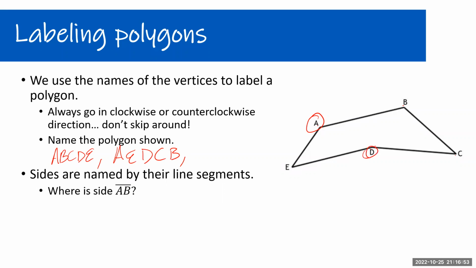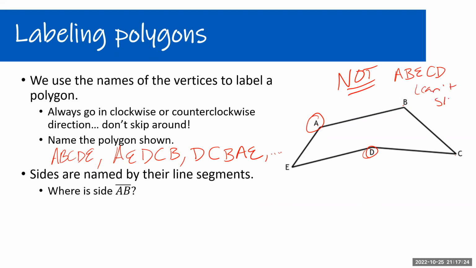Or we could have started with something else. We could start with D. D, C, B, A, E, and so on, okay? The point is, pick a starting point and go around in a circle from there, either direction. Don't skip around. It could not be, let's see, A, B, E, C, D. Because in that case, we're skipping around, okay? Remember that we can't skip.